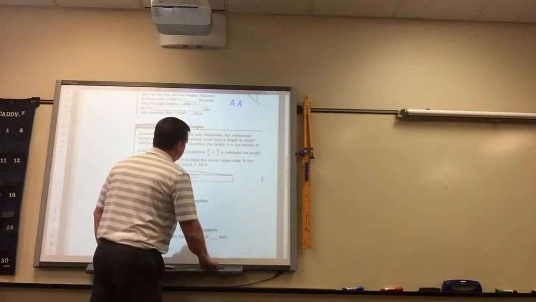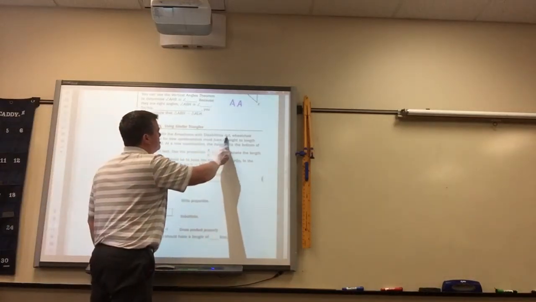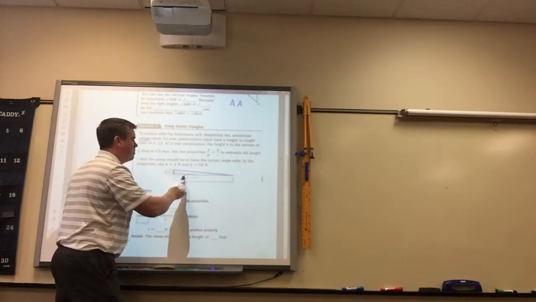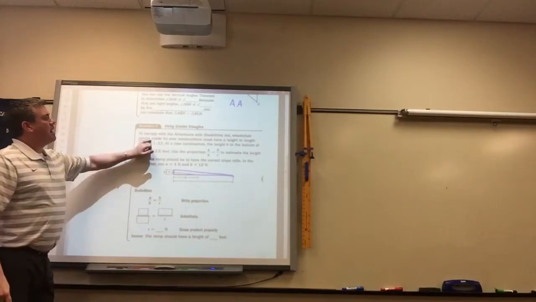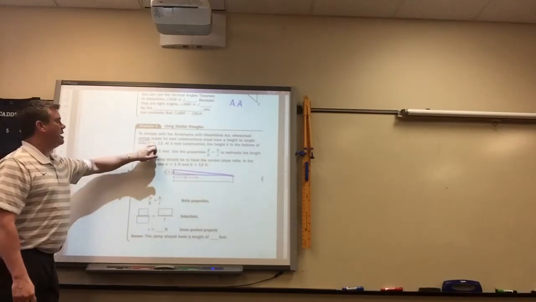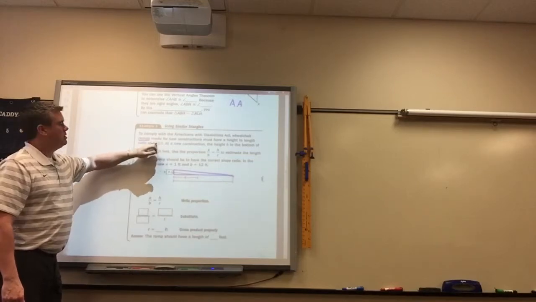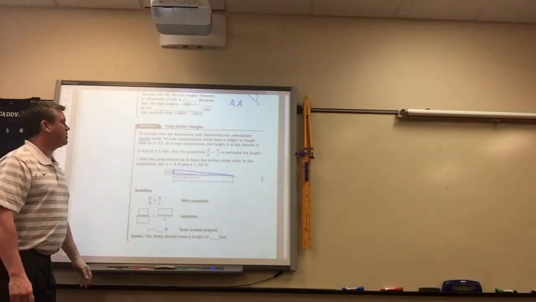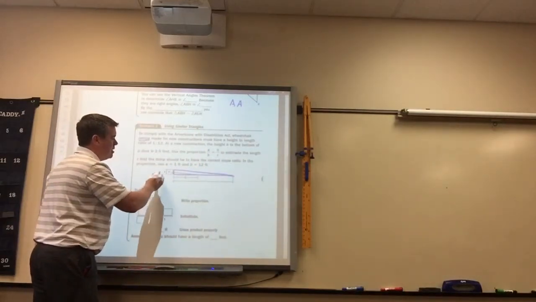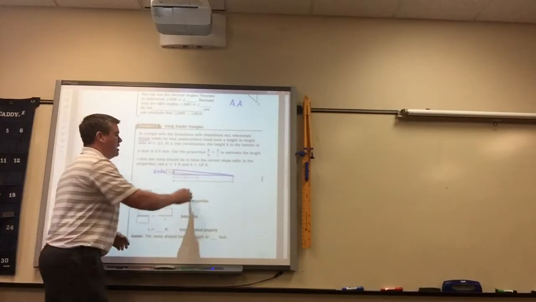So in this picture, it's using triangles again. To comply with the Americans with Disabilities Act, wheelchair ramps, so here's a ramp that they made, must have a height to length ratio of 1 to 12, which means if the height is 1 foot, the length has to be 12 feet. 2 feet would be 24 feet, and so on. So here they've got the height to the bottom of the door is 2.5 feet. So that's 2.5 feet. We're going to use a proportion to estimate what the length is.